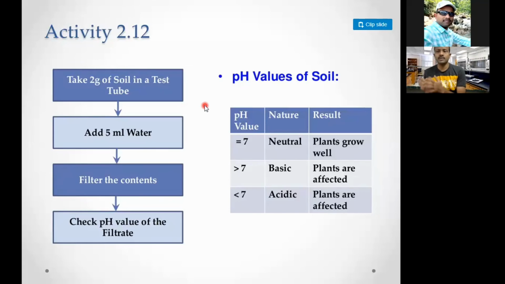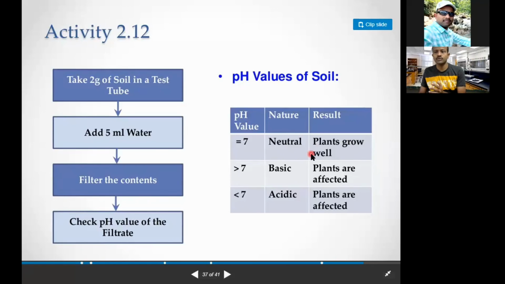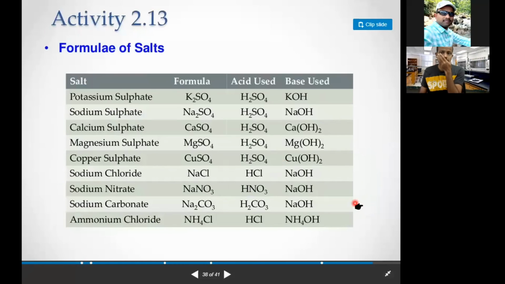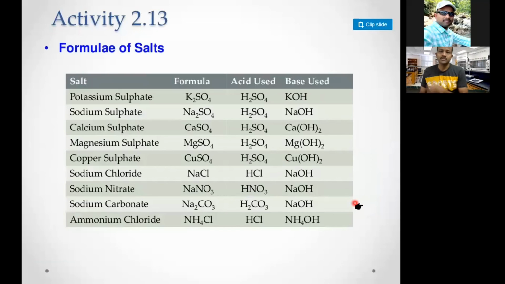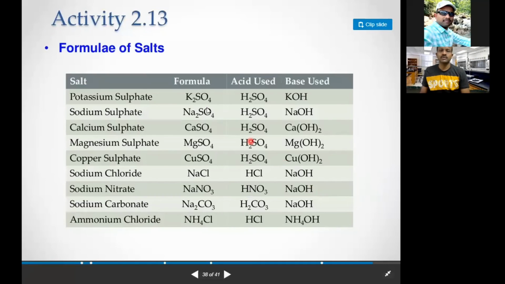For the pH values of soil, pH equal to 7 means neutral, and plants grow well. If it is greater than 7, plants are affected. If it is less than 7 also, plants are affected. Now you see the formulas of the salts. What are the formulas of salt? Potassium sulfate. How is this salt forming? From acid and base, H2SO4 and KOH. Because of their combination, this potassium salt will form.